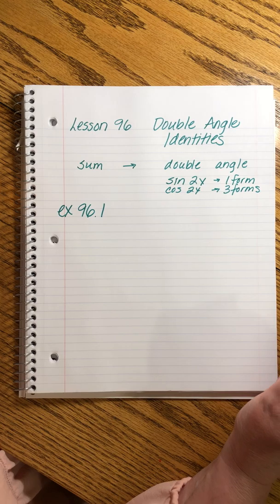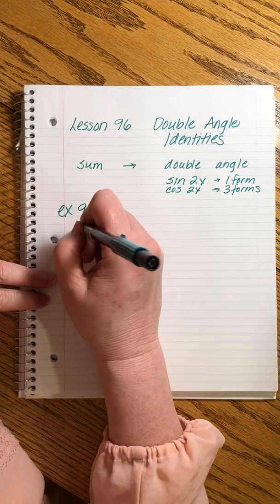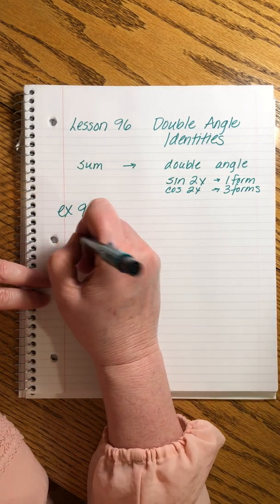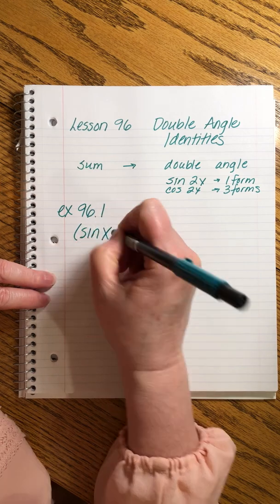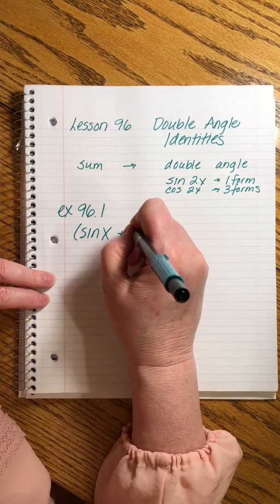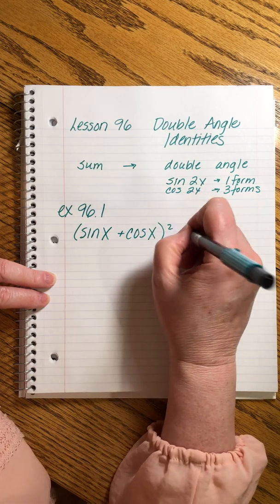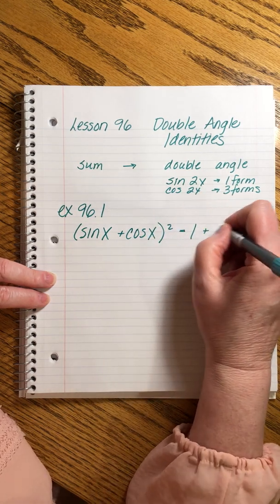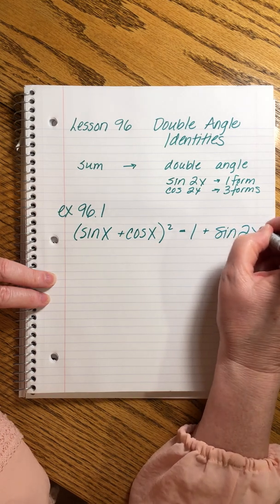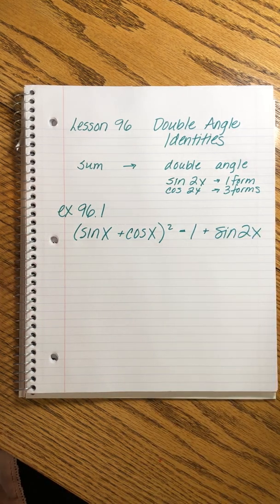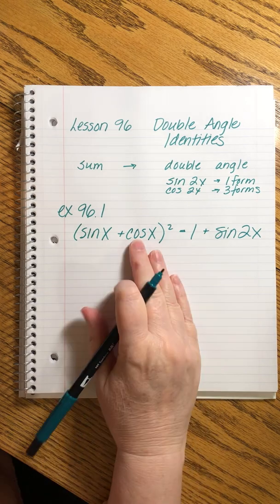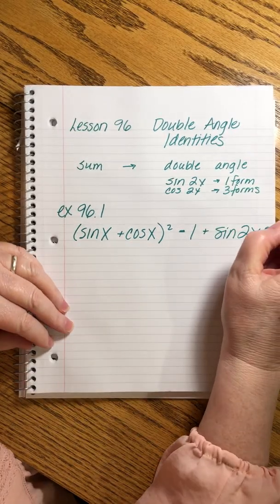96.1, there are only two. Show, and then here's our identity. Okay, so here's what we've got to start with. This is where we want to end up.